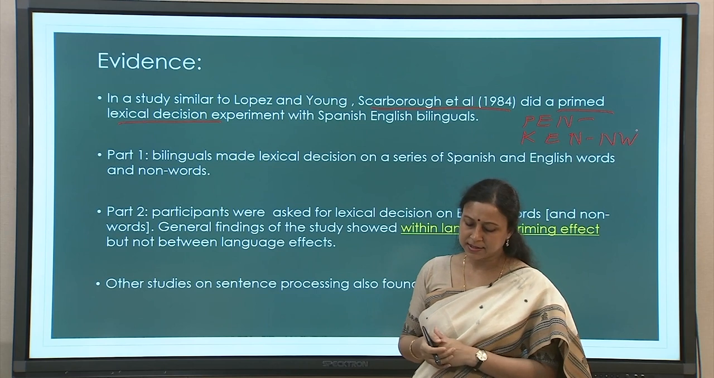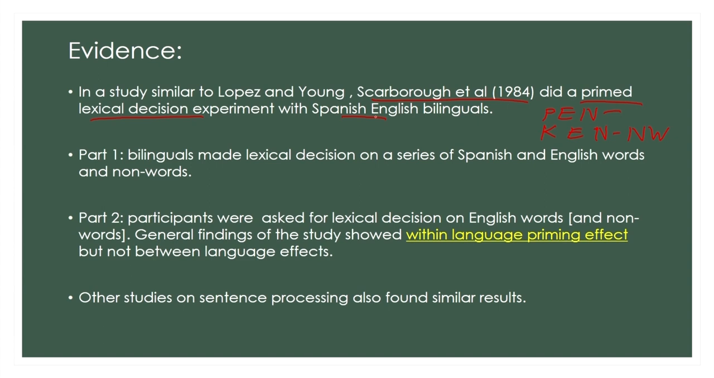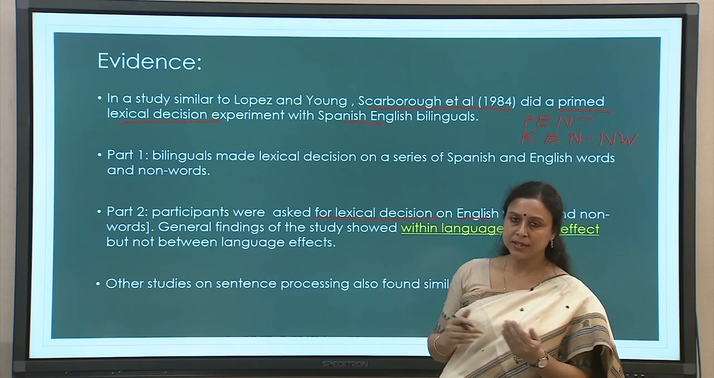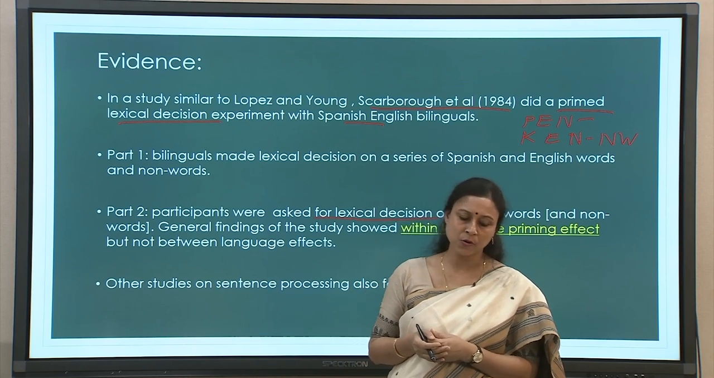Very simple task. Now, this was also a Spanish-English bilingual study, and bilinguals made lexical decisions on a series of Spanish and English words and non-words. So both English and Spanish were used. If you have seen English first, they found a within language priming effect. If in your first stage you did a lexical decision task on English, followed by another task on English, there was a lot of facilitation. But if one part had Spanish and another part had English, then there was no priming effect.